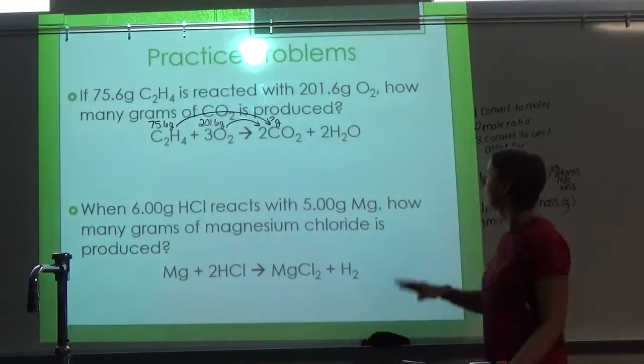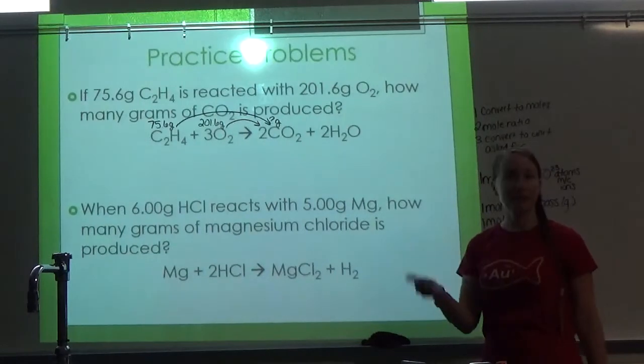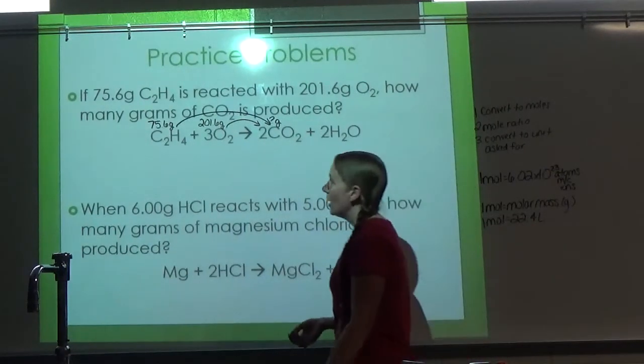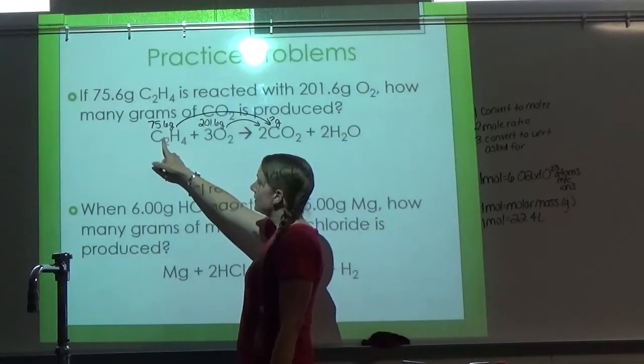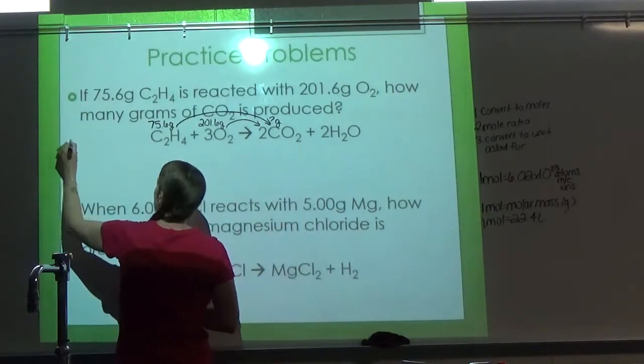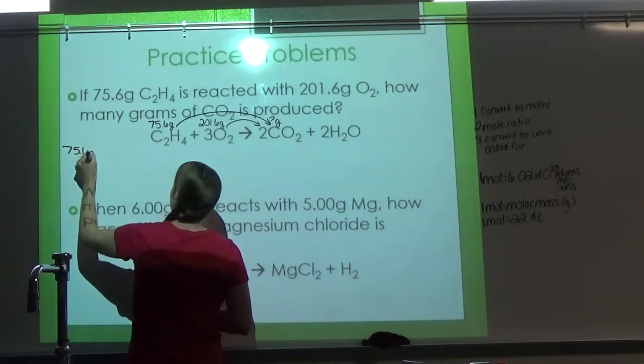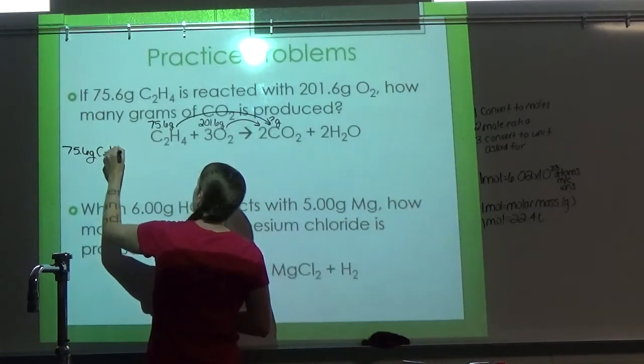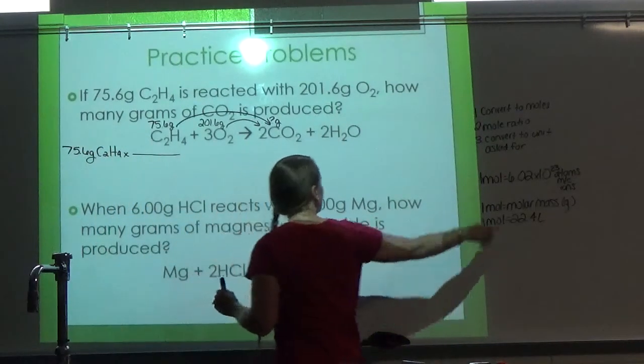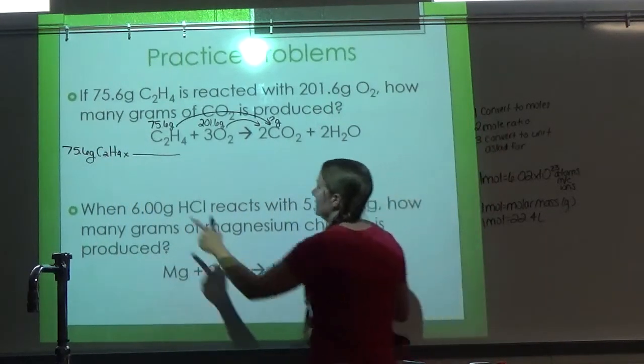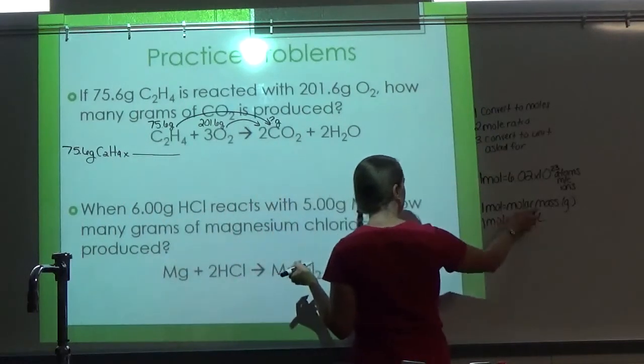Again, I'm going to go kind of quickly through the 3 steps because I'm going to assume you've got that by now. I'm going to start with the 75.6 grams first. I didn't leave myself a lot of room to work these out. Step 1, of course, is convert to moles. Since I have grams, I'm going to use the molar mass.